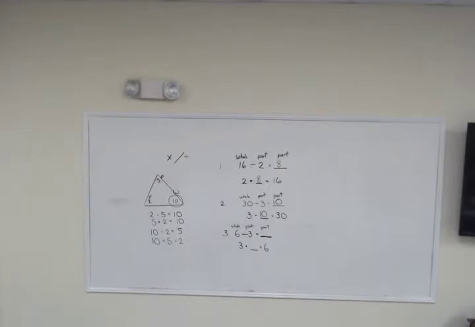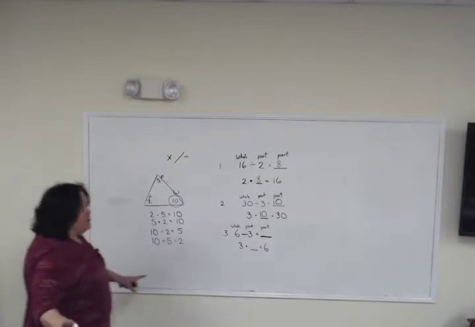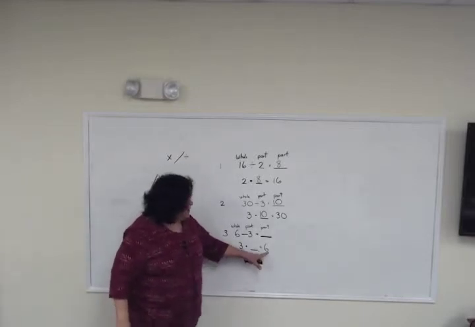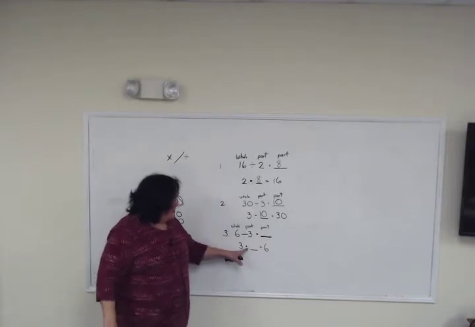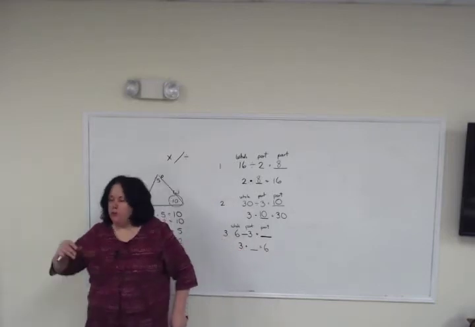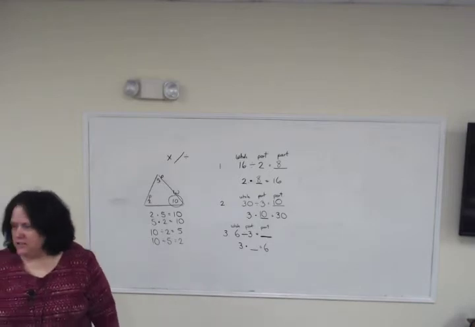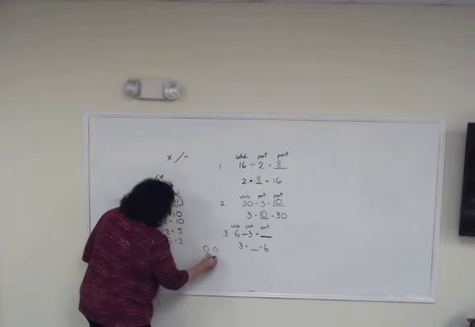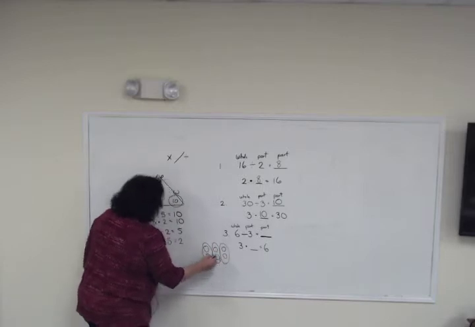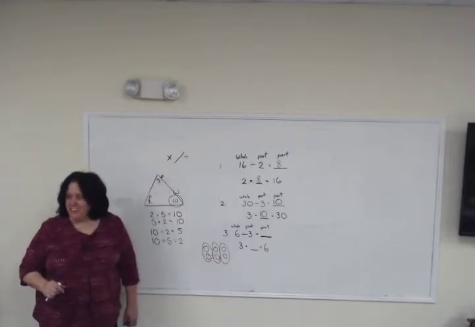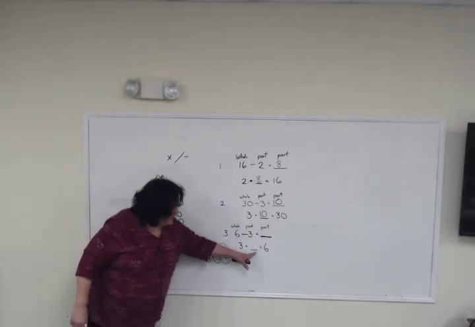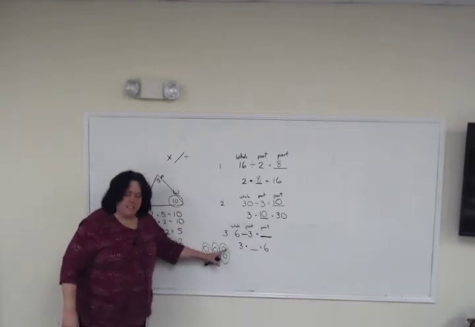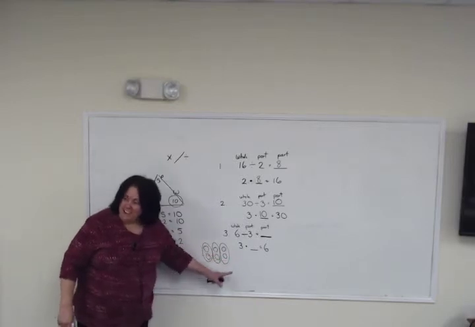What do you think it is? Well, think about this. You're thinking of 3 times 6, and you know your facts. But I want to know 3 times what equals 6. 3 sets of what equals 6? 3 sets of 2 equals 6. See, I have 3 sets of 2 here, and the whole is 6.